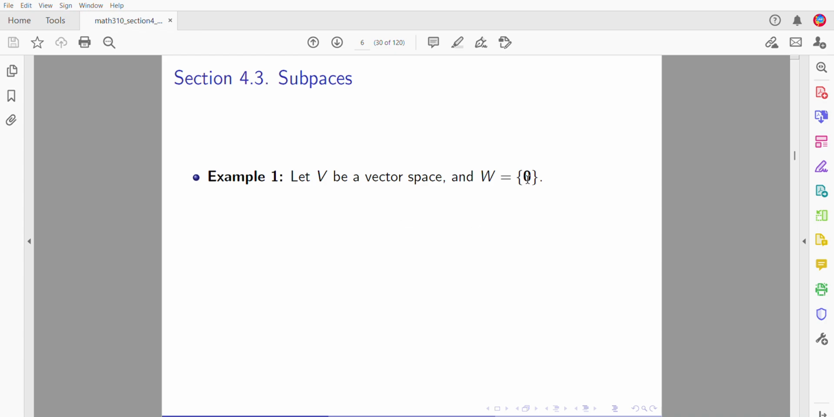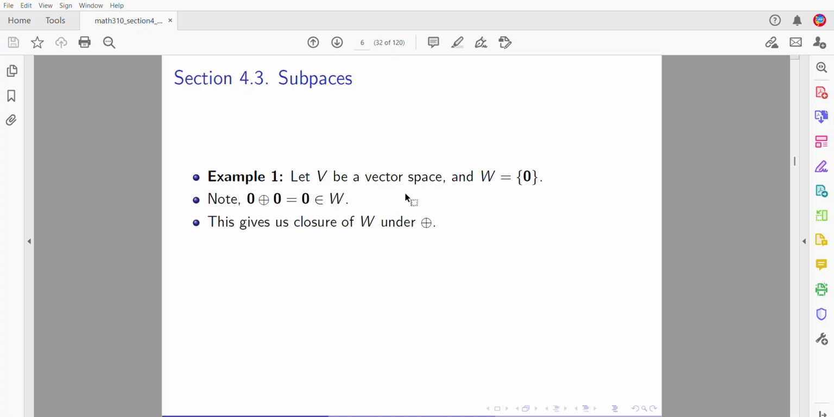Consider the set of only that 0 vector. Call it W. This is a non-empty set. Moreover, the 0 vector plus the 0 vector: the meaning of the 0 vector is that it adds to any other vector and gives you that other vector. Well, that other vector is itself. So W is closed under vector addition.